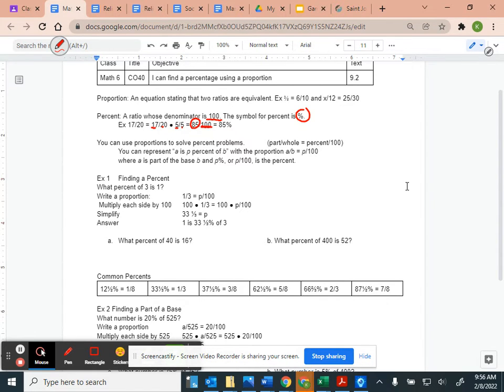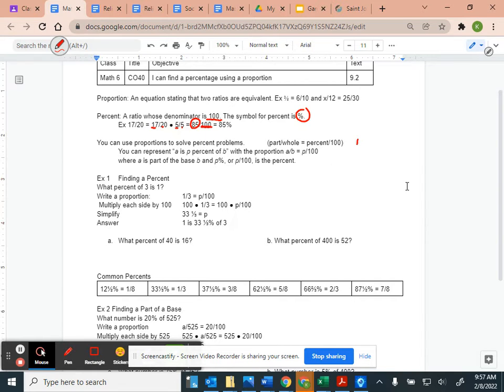You can use proportions to solve percent problems. You can represent A is P% of B. Whew, that sounds confusing. With the proportion A over B equals P over 100, where A is part of the base B, and P over 100 is the percent. Now that's the way the book explained it. I learned it a different way.